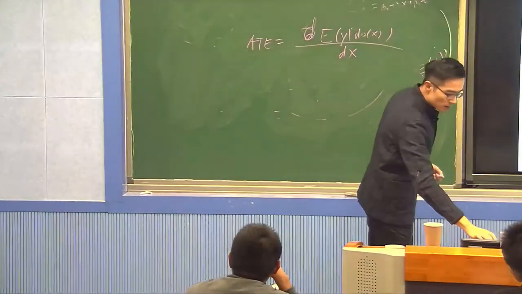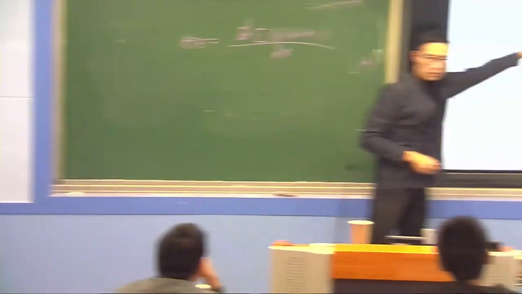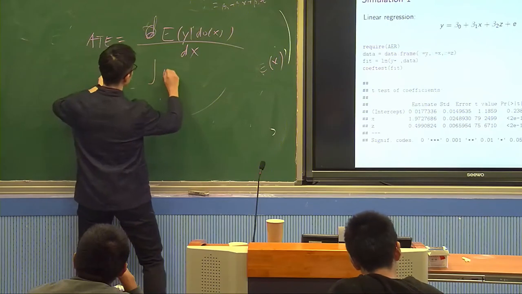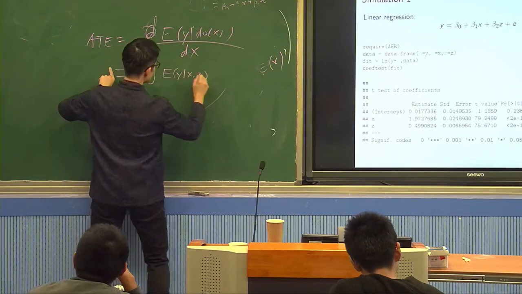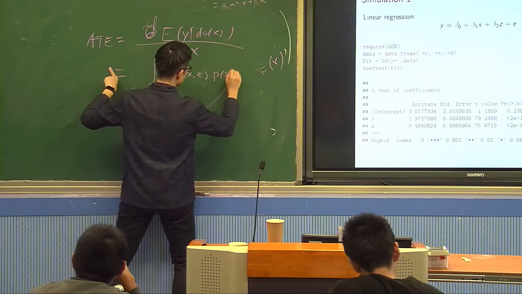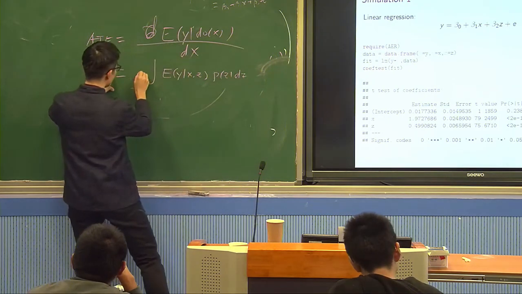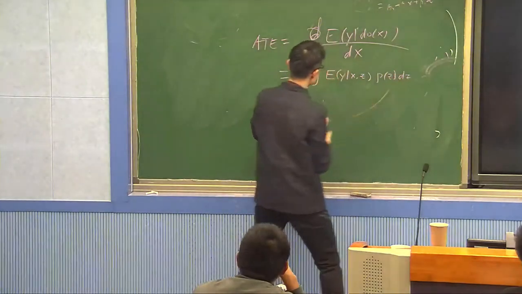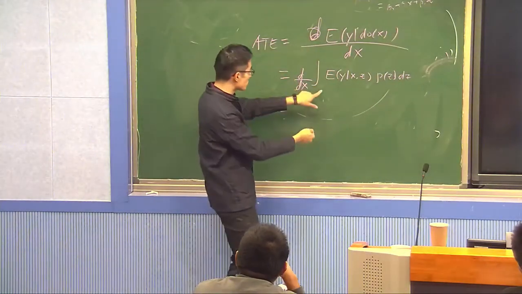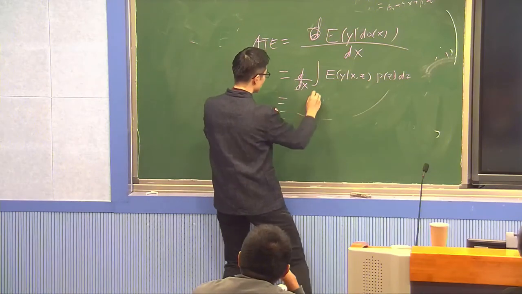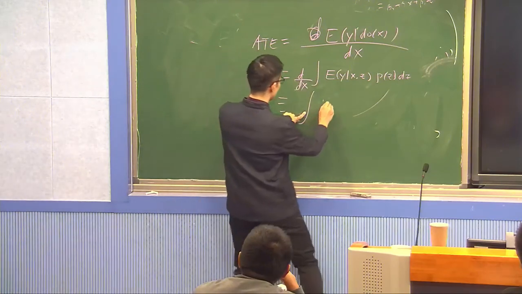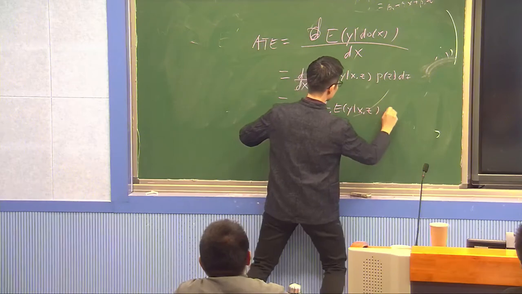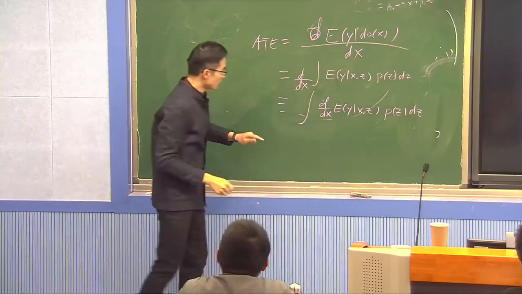Why is it equal to beta 1? Well, we know that this thing is the integral of E[Y | X, Z] p(z) dz. If you take this derivative with respect to X, it turns out that you can exchange the integration with the derivative. So let me do the integral outside and take the derivative inside: the integral of the derivative of E[Y | X, Z] p(z) dz. Everybody follows that, right?